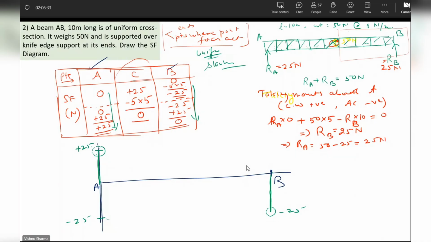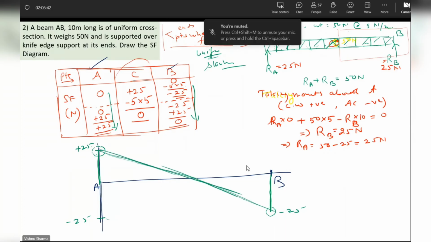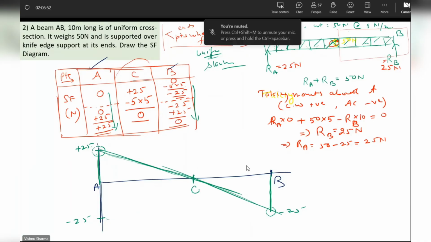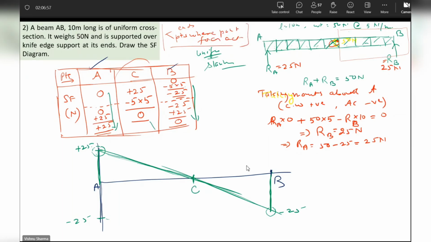That means I'll pick up my scale, put it on these 2 points, and just join them with a straight line. And this will be my shearing force diagram. The green one is the shearing force diagram for the question. And what do you see? Where is it cutting the x-axis? At the mid length, yes or no? C. And what did we get in the table? We got 0 in the table also. In the graph also we are getting 0.